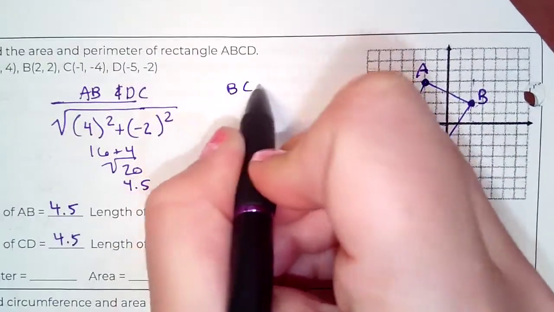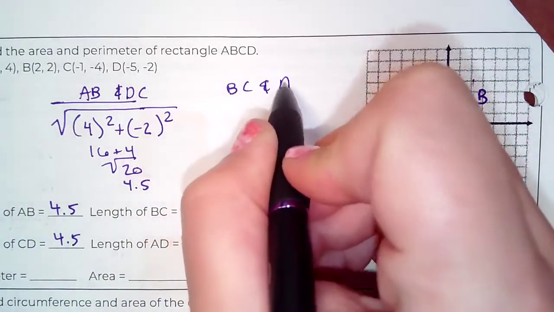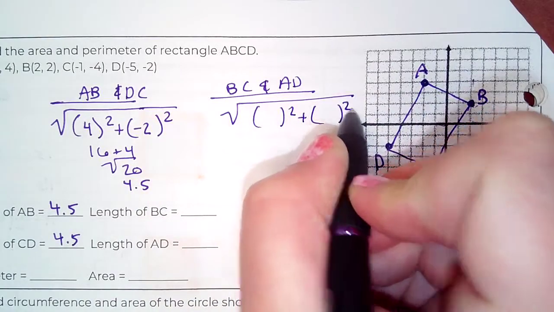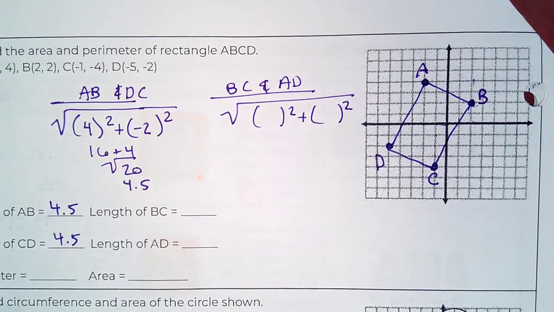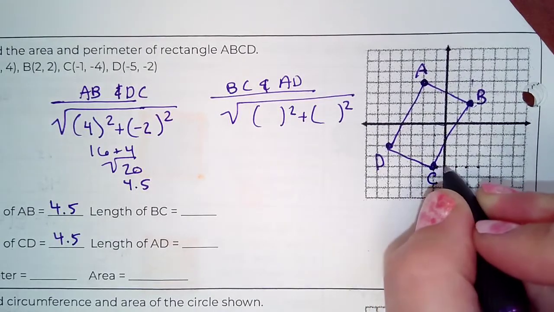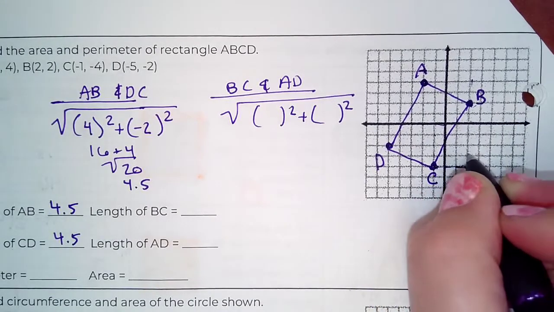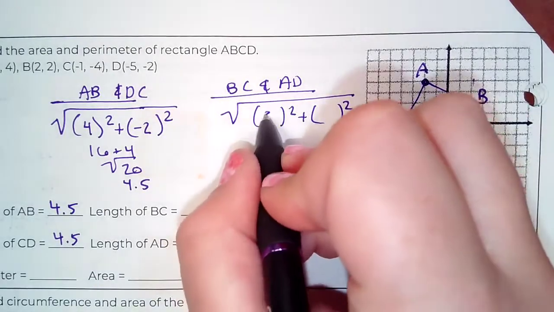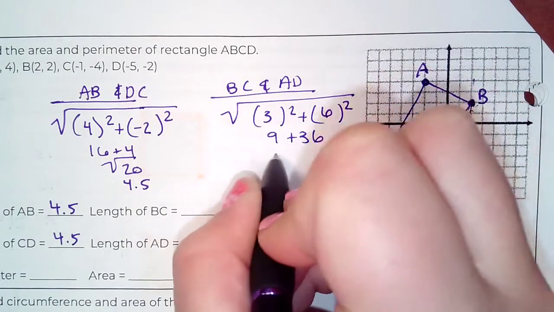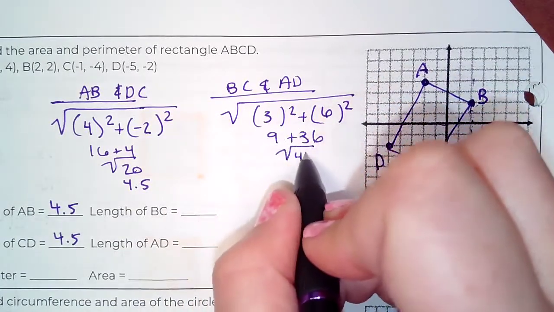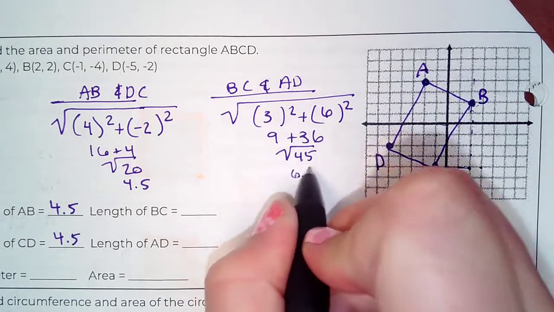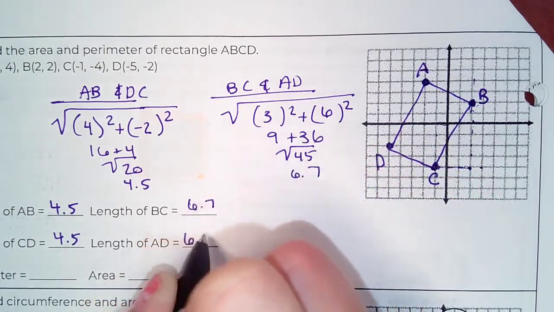So BC and AD, let's find that length. So I'm going to the right, 1, 2, 3, and up, 1, 2, 3, 4, 5, 6. 9 plus 36, 45. Square root of 45 is 6.7. So both of these are 6.7.